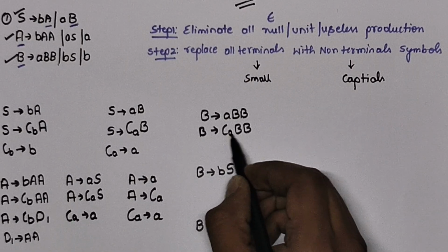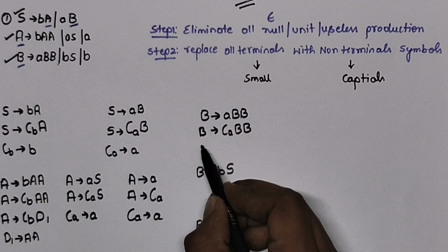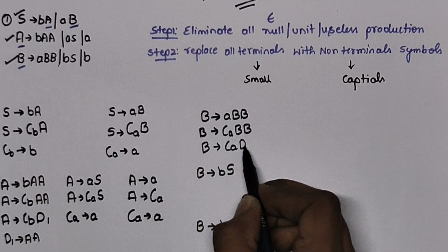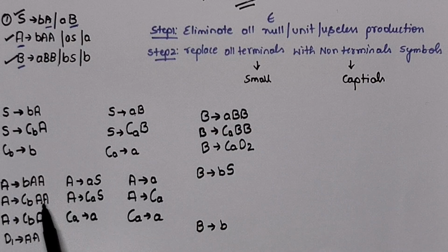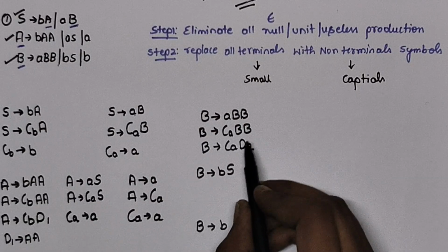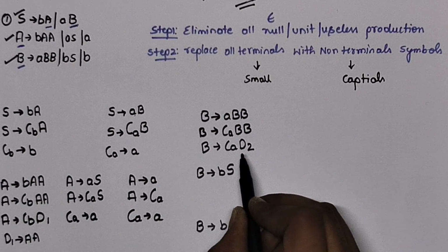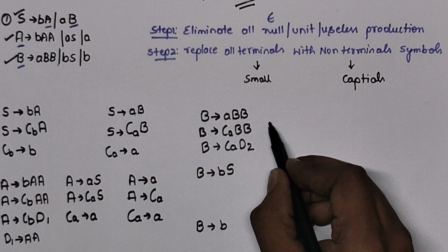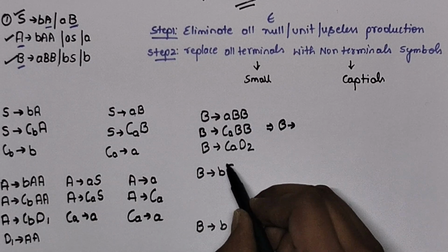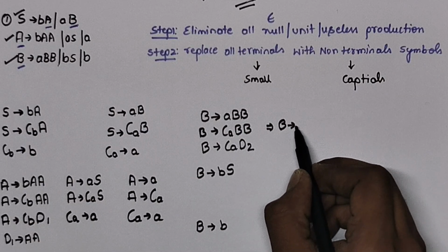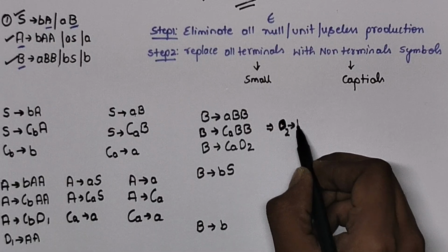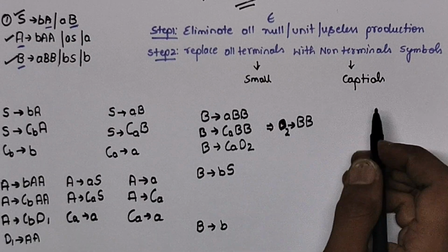BB is left. Here 3 consecutive capital letters. So B producing CA, BB will be replaced using D2 because D1 replaced AA. Here I will be using D2 to replace BB. Now if you see, there are only 2 consecutive capital letters. So you can write like this. B producing, here there was no space, so I am writing here D2 replaced BB. D2 replaced BB like this.